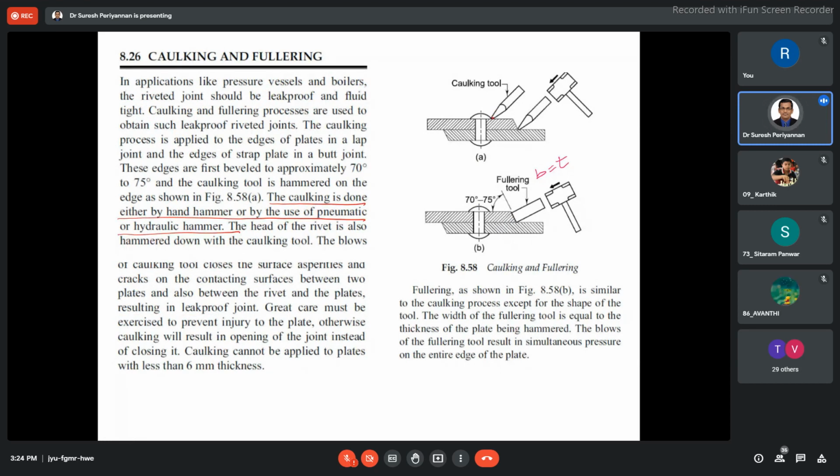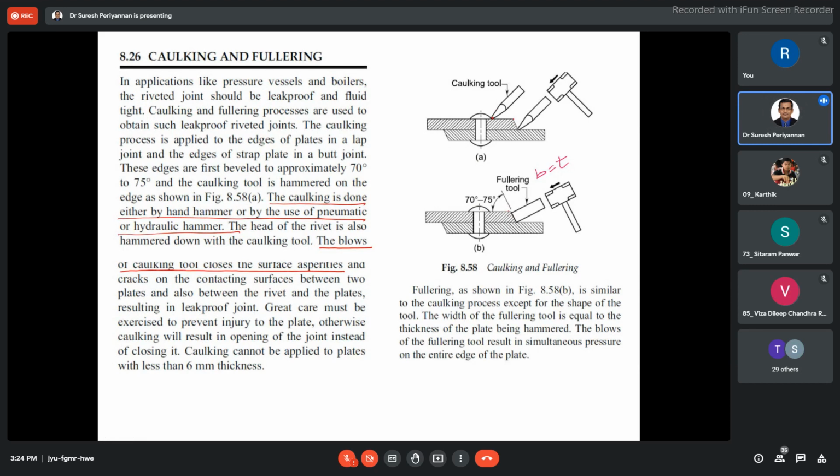The blows of the caulking tool close the surface asperities. So here what we are doing exactly: the edges of the plate, the edges of the lap joint, or the edges of the butt joint, the edges of the strap plate in the butt joint. The edges are beveled to 70 to 75 degrees.